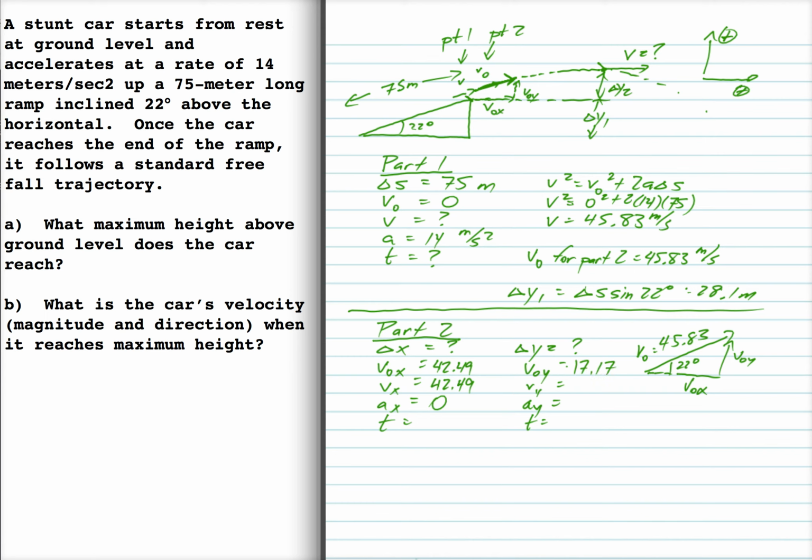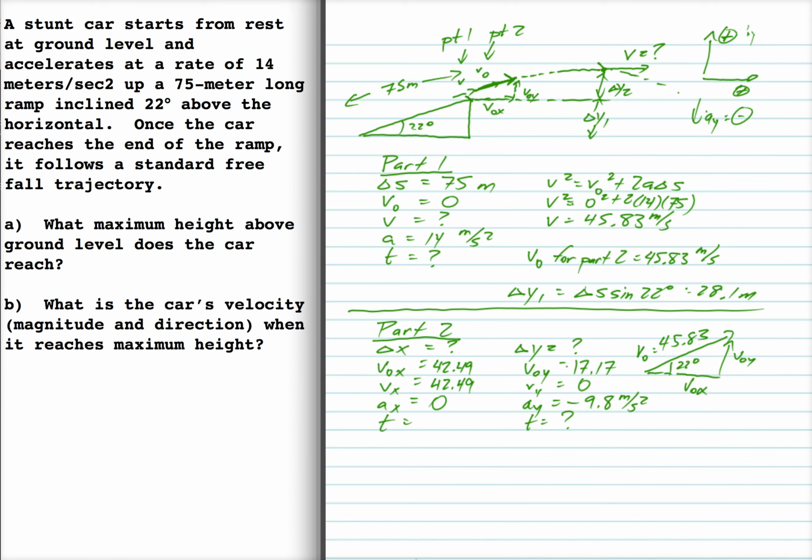Since we're going to max height, final y velocity is 0. That's a hidden assumption in this problem, and the y acceleration is minus 9.8. Remember that negative is important. V naught y is positive because it points up, and that's consistent with our sign convention. The acceleration points down, so that's negative, consistent with our sign convention. Time is unknown.